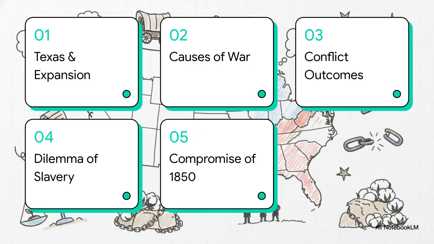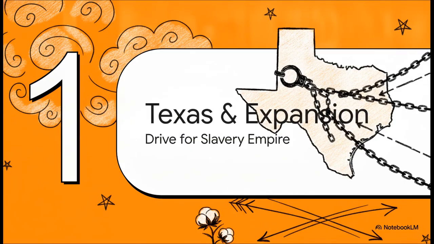Here is our roadmap for today. First up, Texas and westward expansion. Second, causes of the war. Third, we'll look at the outcomes of the conflict. Fourth, the dilemma of slavery. And finally, we'll wrap up with the Compromise of 1850. All right, let's jump right into Section 1, Texas and westward expansion, the drive for a slavery empire.